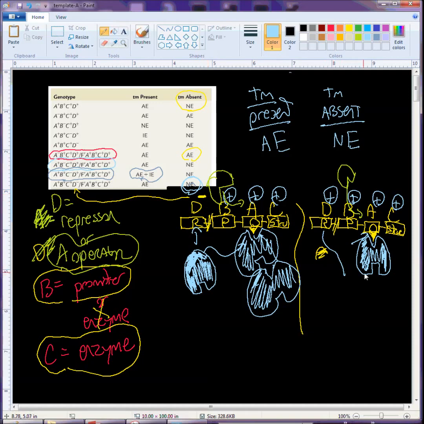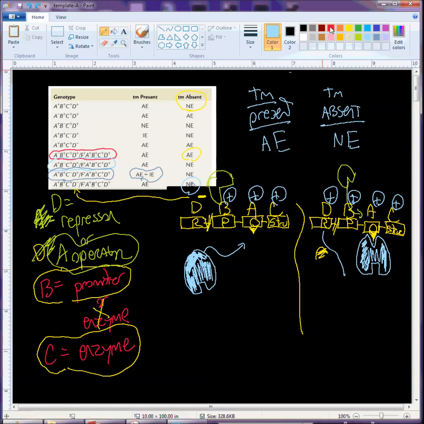When the theoretical molecule is present, well, okay, what's going to happen? Let's see. Theoretical molecule is present. This is going to bind here to this good repressor. It's going to cause the allosteric shift. It can no longer bind the operator.